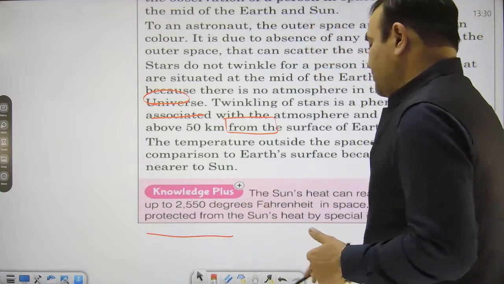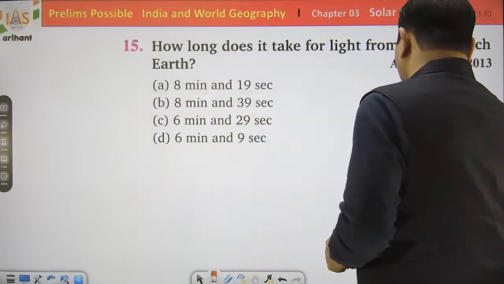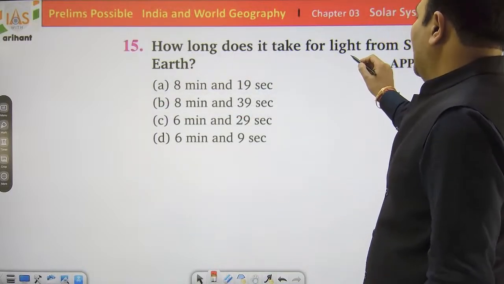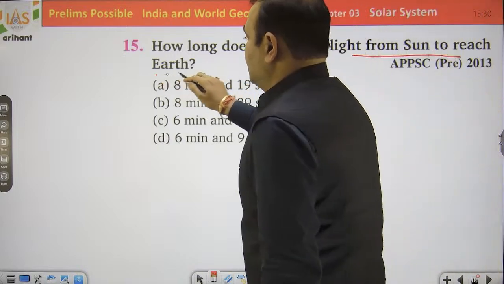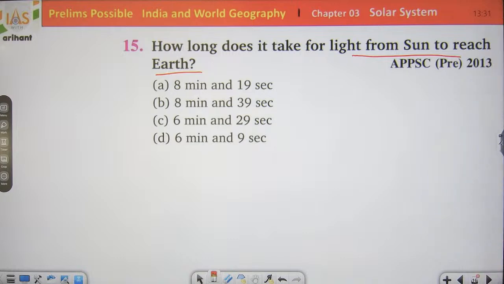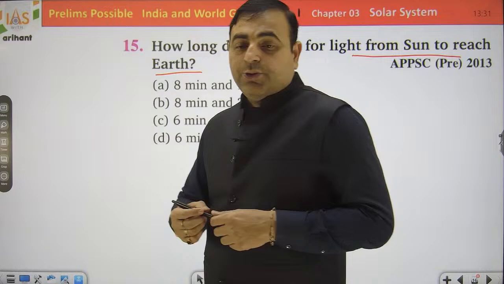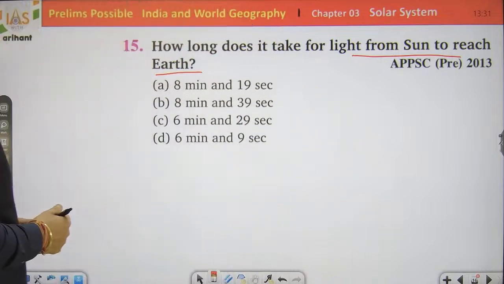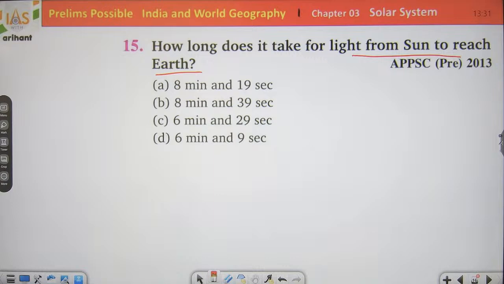So, the next question is with you all. How long does it take for light from the sun to reach Earth? Very important question. Asked in AP PCS, Andhra Pradesh PCS Prelims 2013. How long will it take the light from the sun to reach Earth? 8 minutes 19 seconds, 8 minutes 39 seconds, 6 minutes 29 seconds, or 6 minutes 9 seconds.